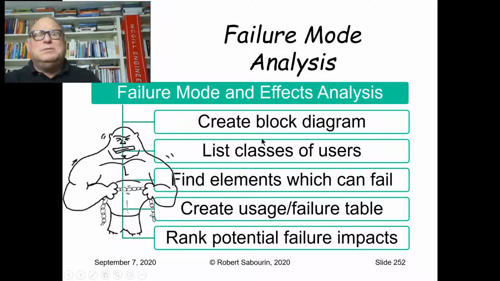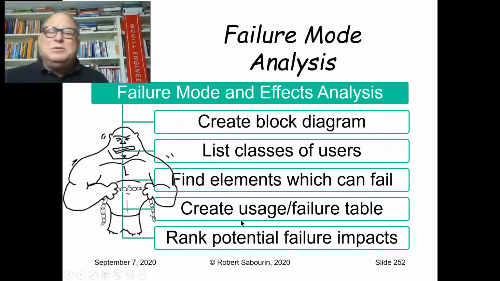Then we're going to classify the users, identifying different categories of users of the system. Looking at the block diagram, we're going to find elements which can fail. And then, working with our architects, we're going to complete a usage failure table, which shows the impact of a failure of a subsystem or a block in our block diagram on a usage scenario. So, could this failure impact this usage scenario?